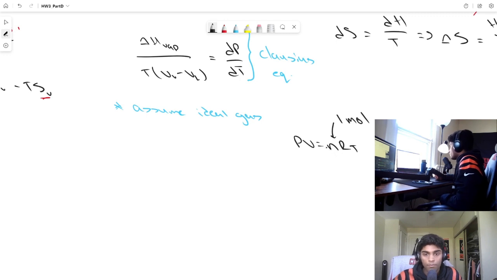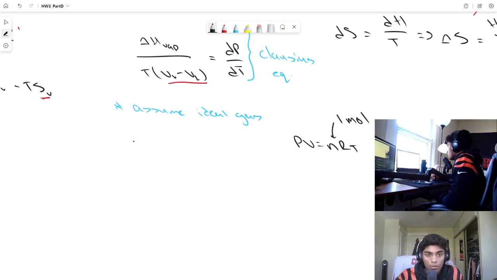Before that, let's talk about this right here. We know that the density of a liquid compared to the density of a vapor when it's acting ideally is much smaller, orders of magnitude smaller. And thus we can ignore the volume of the liquid phase just because the volume of the vapor phase is going to be so much greater than that. So we have delta H vap over T times specific volume is equal to dP over dT.